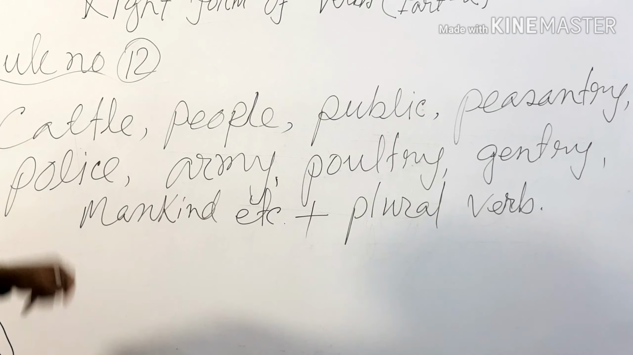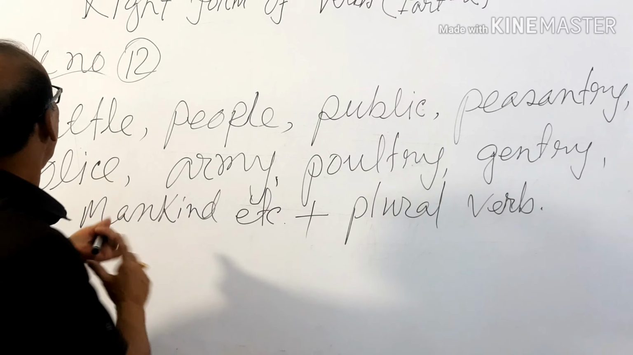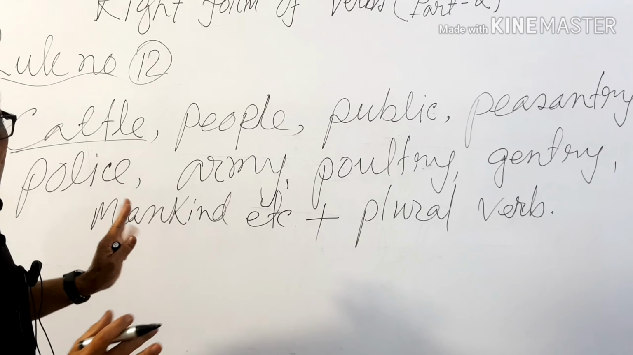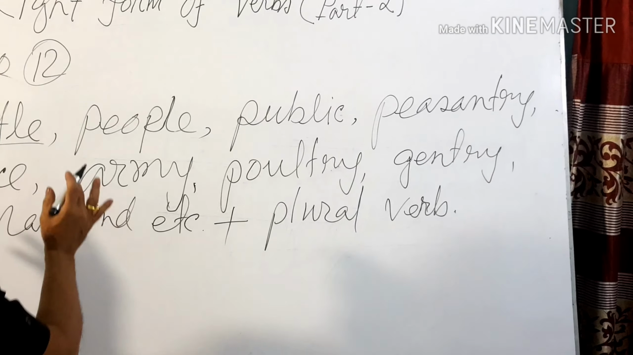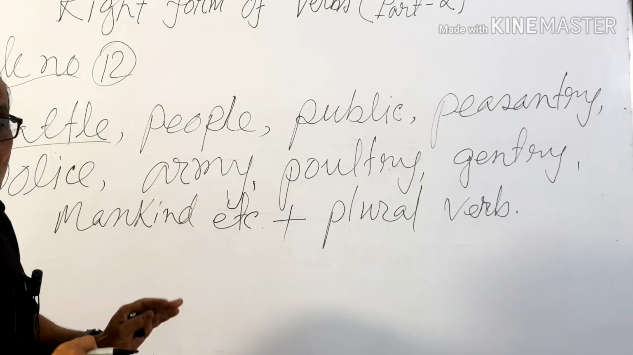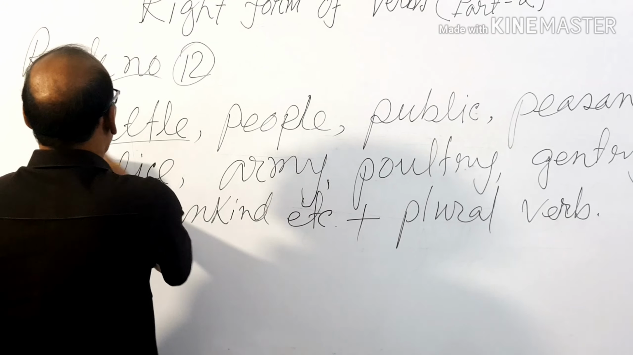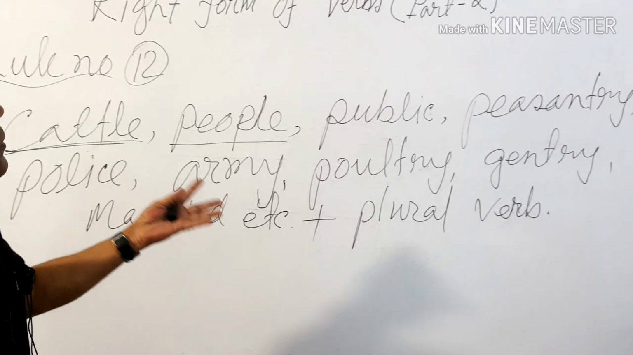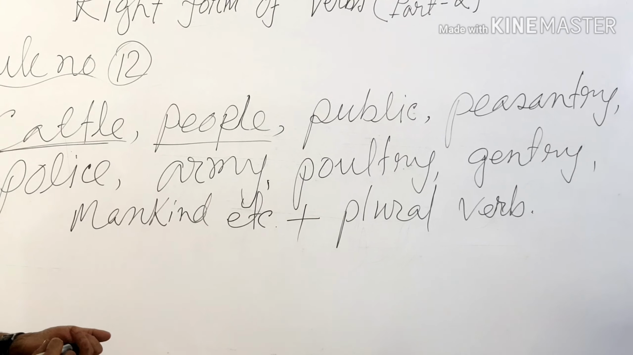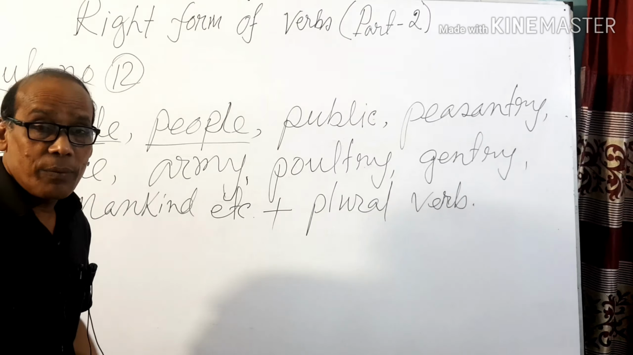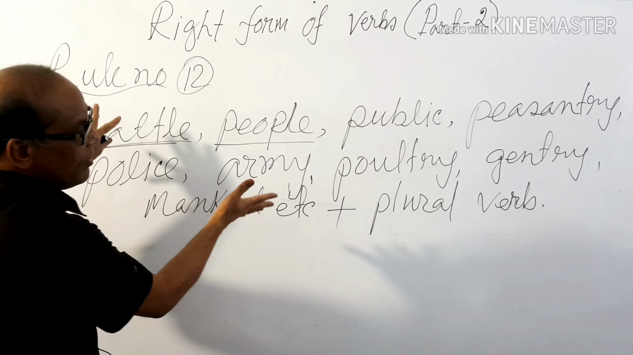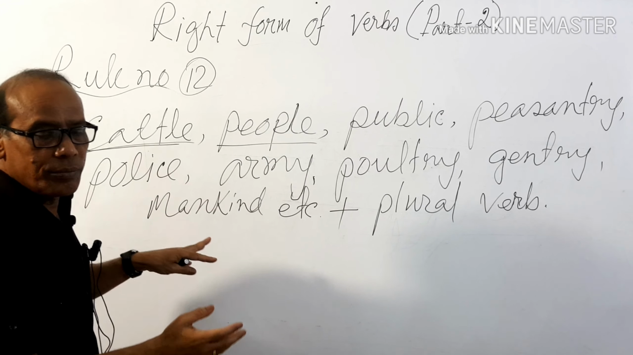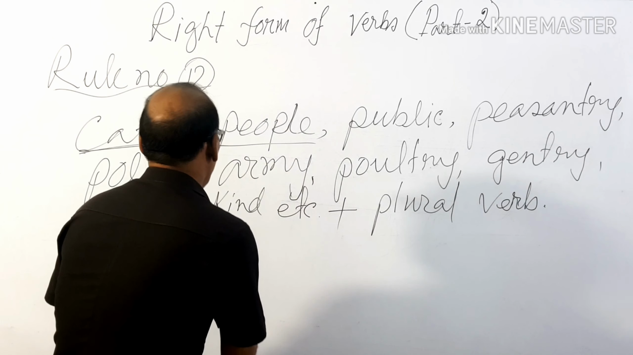Plural verb. Here, dear learners, you see cattle. These nouns look singular, but in meaning and in actuality they are plural. Cattle, plural. People, plural. Public, peasantry, police, army, poultry, gentry, mankind, etc. are plural. So when any of them becomes the subject, the verb will be plural.